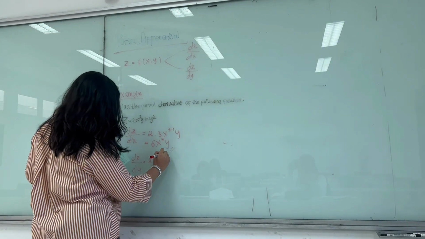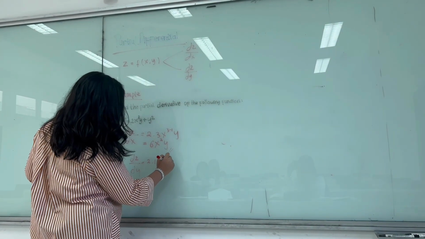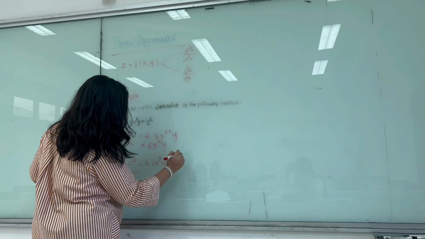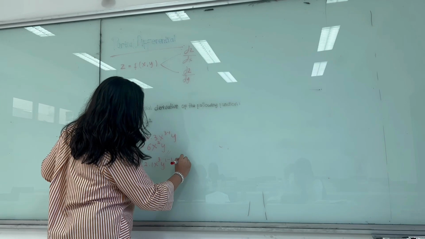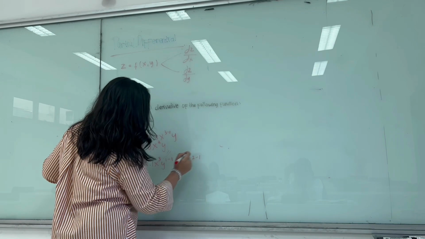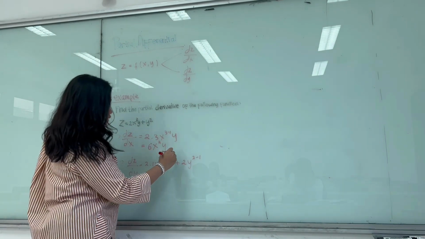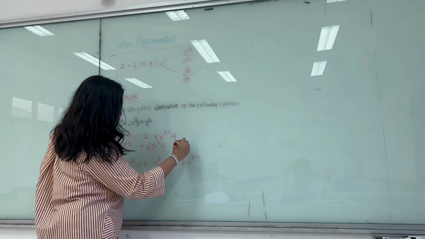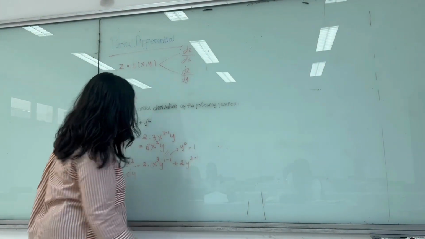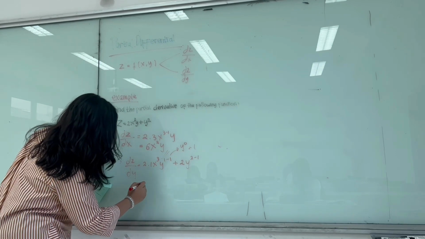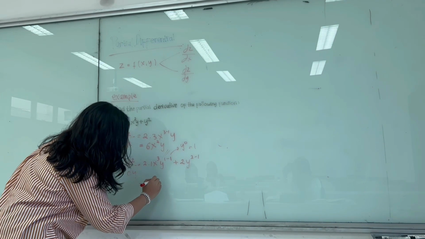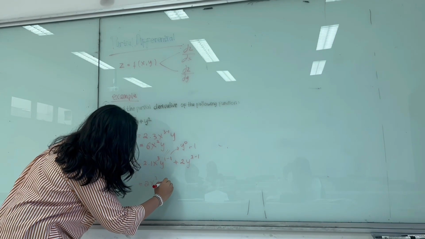The second one is the y variable, so ∂z/∂y is 2 times 1 x³ and y to the power 1 minus 1, plus 2y to the power 2 minus 1. So this becomes y to the power 0, and anything to the power 0 is 1. So the result is 2x³ plus 2y.